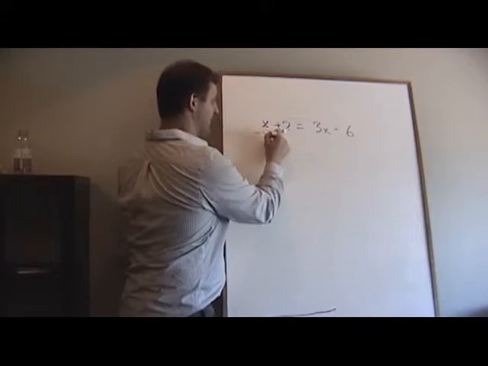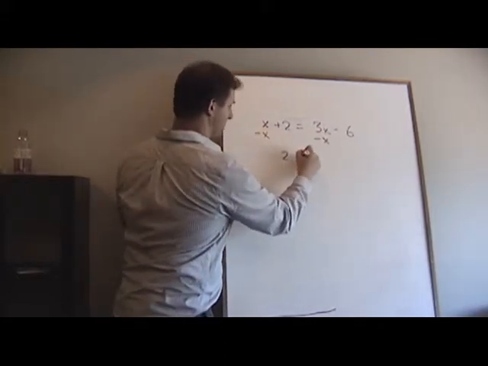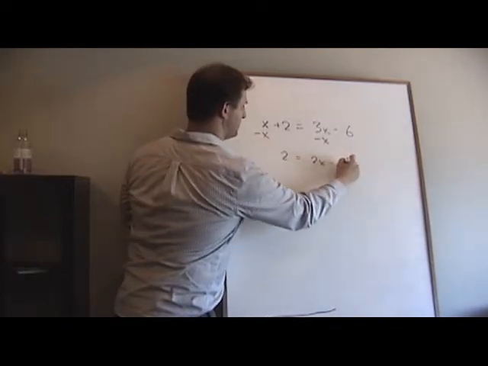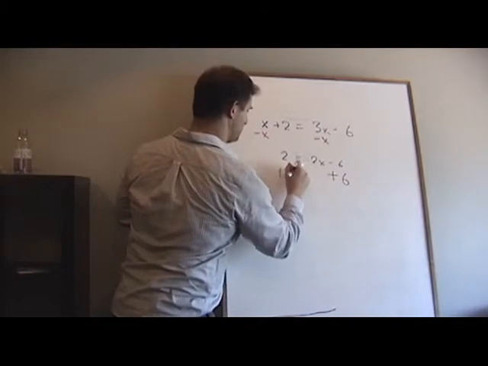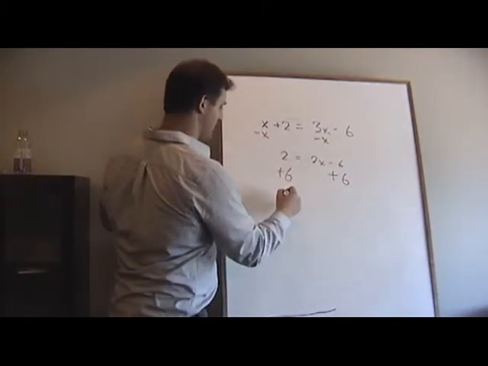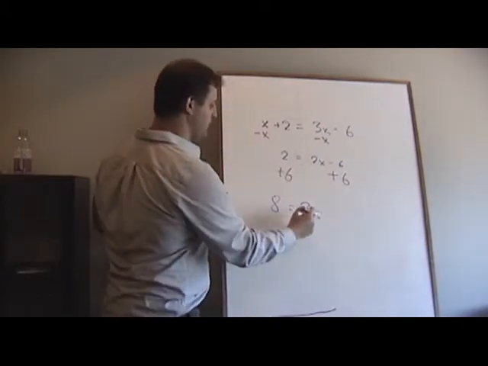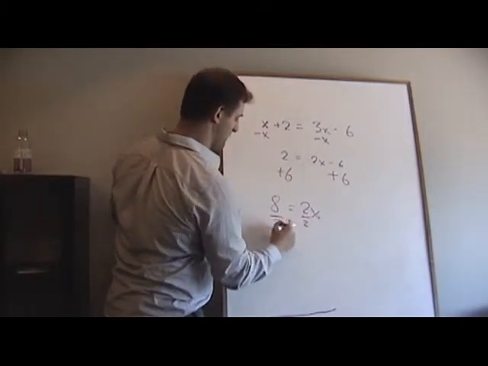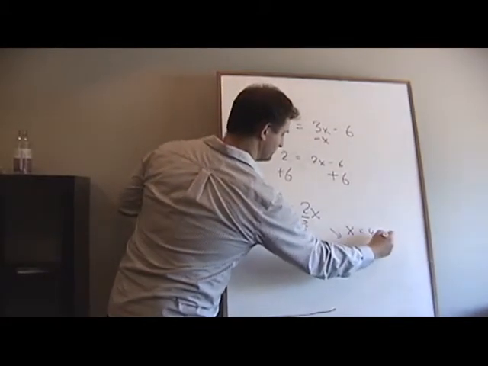I can subtract x from both sides so that I have 2 equal to 2x minus 6. I can add 6 to both sides so that now I have 8 equaling 2x. Then I can divide both sides by 2, and I'm left with x being equal to 4. Okay?